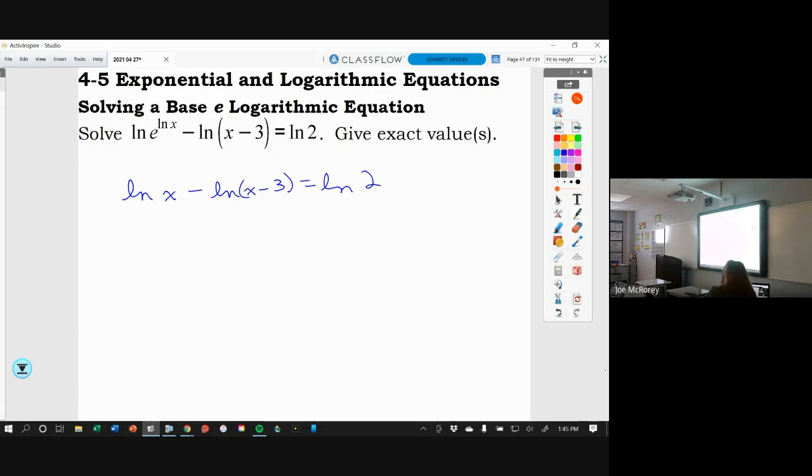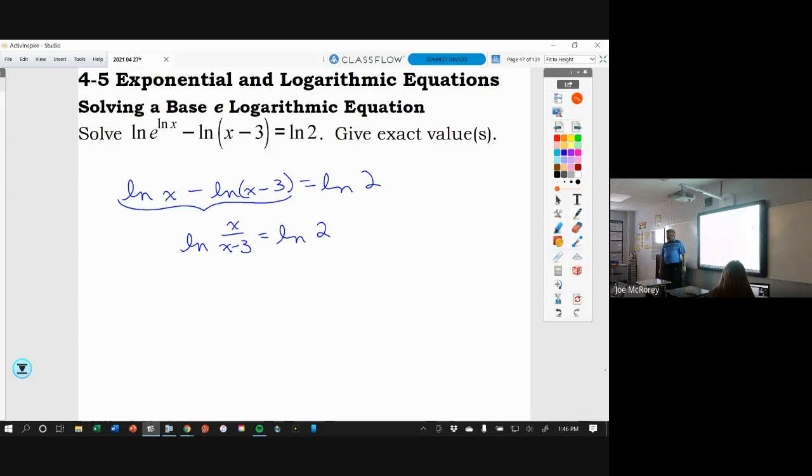Okay, I have a difference of logs. What can I do with that? Combine. That is a single log. The positive one goes on top, the negative goes on the bottom. So I have natural log of x over x minus 3 equals natural log of 2.